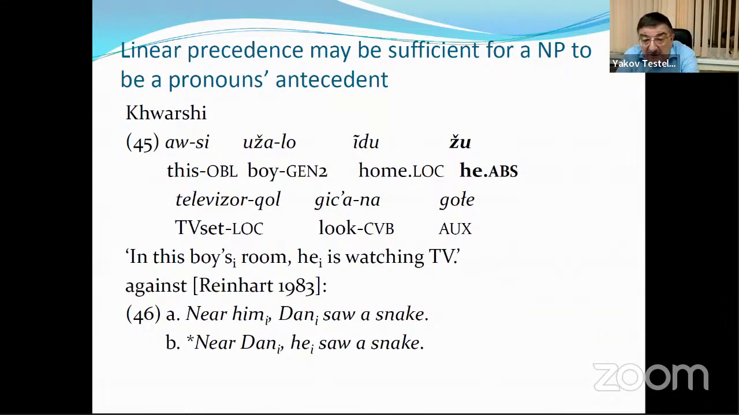Near him, then saw a snake. It's impossible for him and then to denote the same person. In 46b, near then he saw a snake. He cannot be the antecedent of then, in spite of the fact that the antecedent occurs to the left of the pronoun. But this is possible in Kvarshi, as we can see from 45. So the test for structural asymmetry fails, which may mean that there is no structural asymmetry of this kind. That in fact he has no structural priority over this boy in 45 of the form we are accustomed to in other languages.